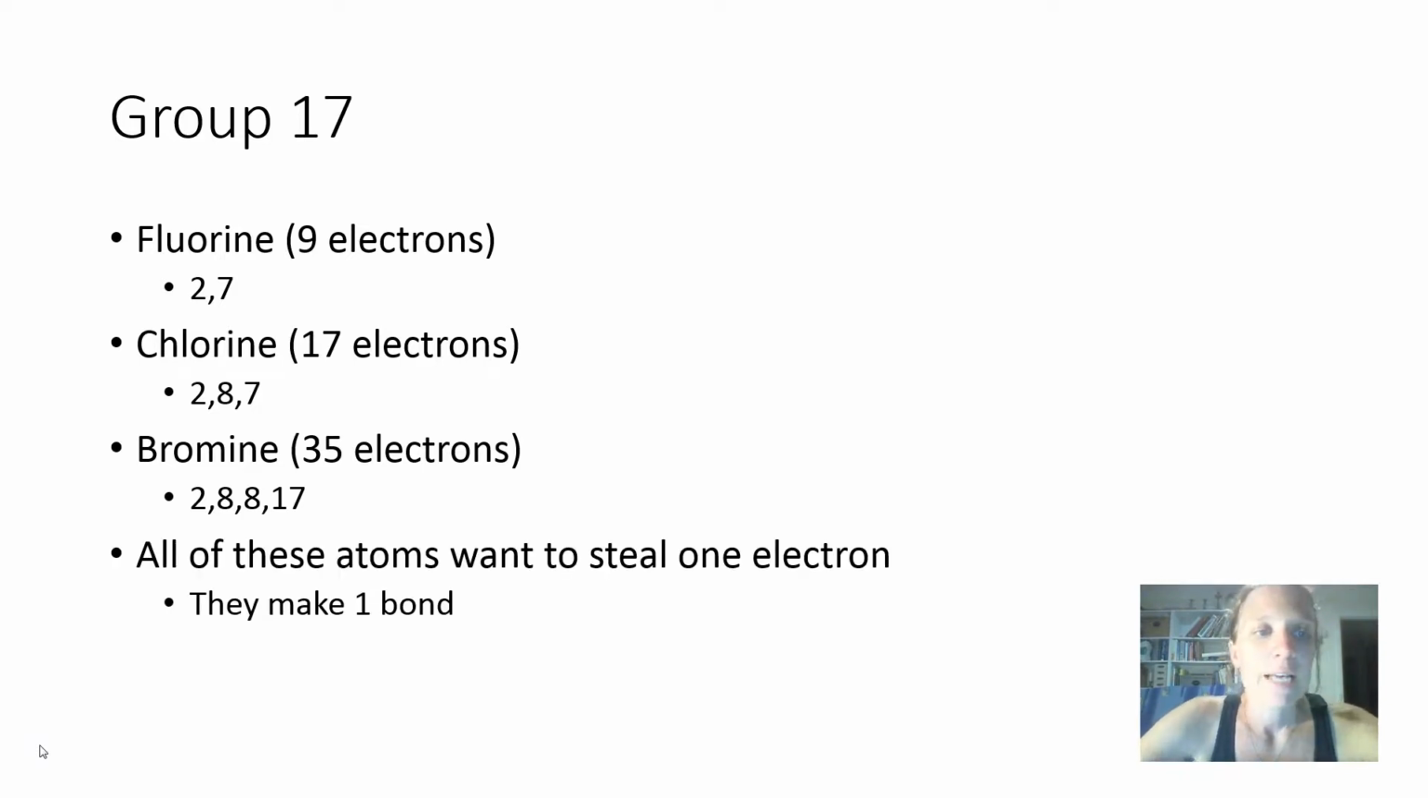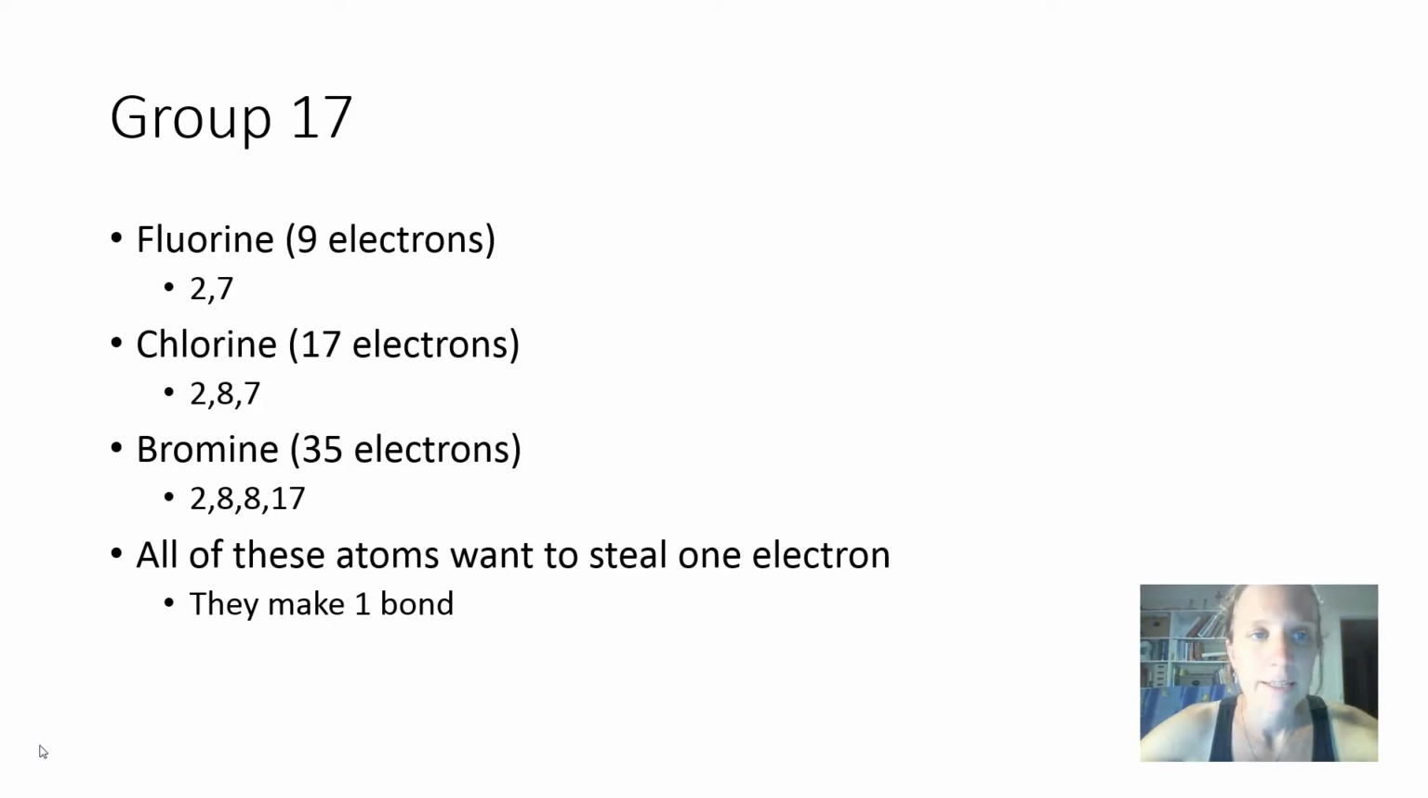If you cast your eye down the list, you will hopefully notice that all of these atoms will want to steal 1 electron in order to achieve a full outer shell. That means that they also make 1 bond, the same as group number 1 did, but they do it in the opposite way. They make a bond by stealing an electron instead of by giving 1 away.